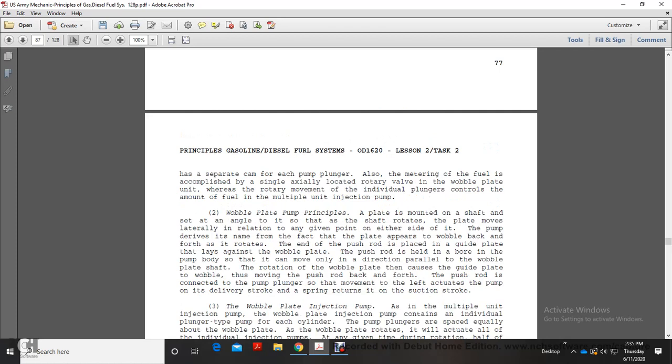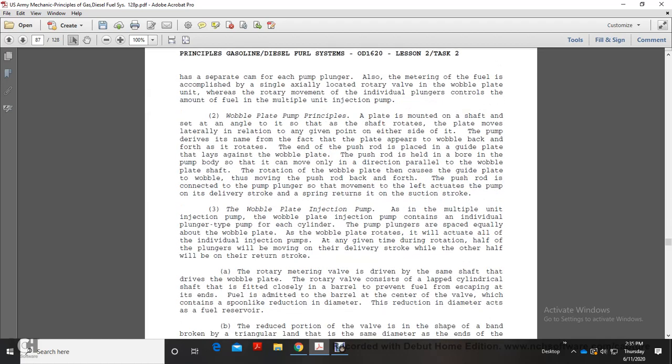Alright, it has a separate cam for each pump plunger. The metering of the fuel is accomplished with a single, centrally located rotary valve with a wobble plate unit, whereas the rotary movement of the individual plungers contains the amount of fuel in a multiple unit injection pump. The wobble plate pump principles.